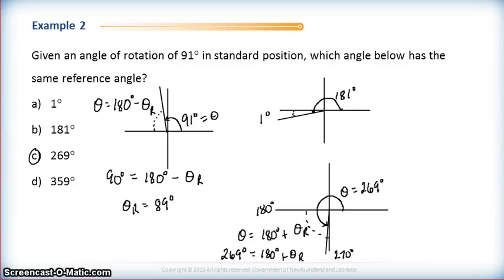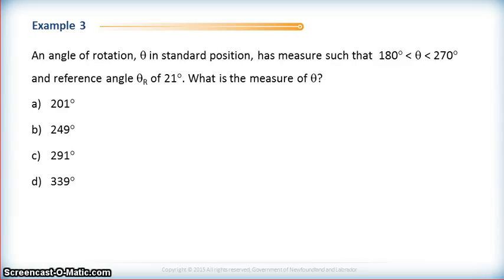On with the show. Over to example 3. An angle of rotation in standard position has measure such that 180 degrees is less than theta less than 270 degrees. That means the angle measure must be between 180 and 270. And it has a reference angle of 21 degrees. What is the measure of theta?